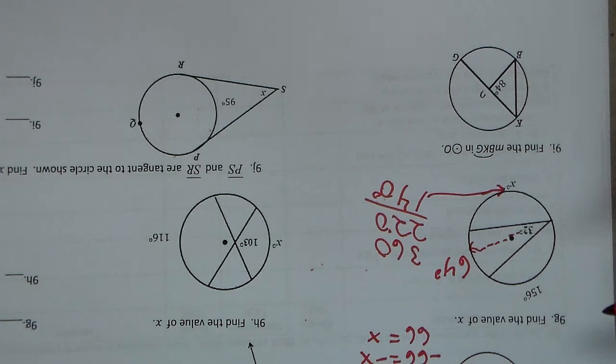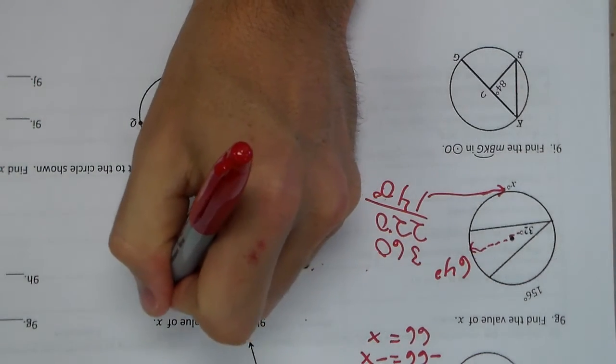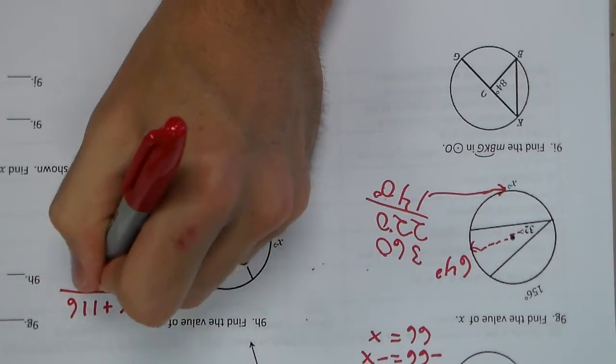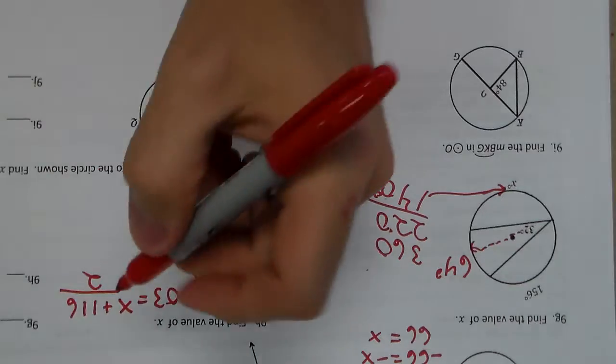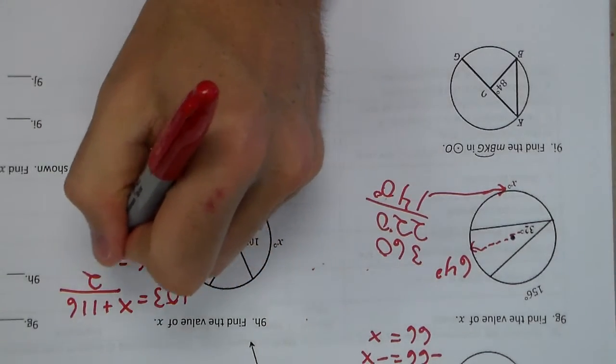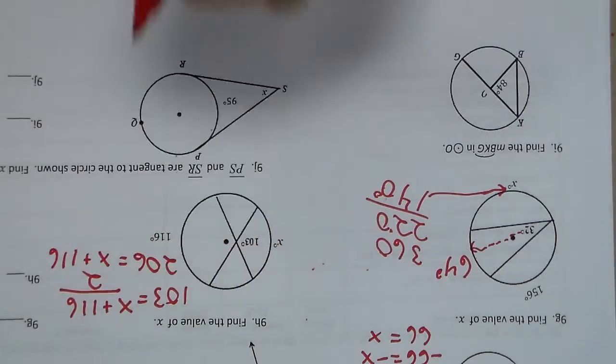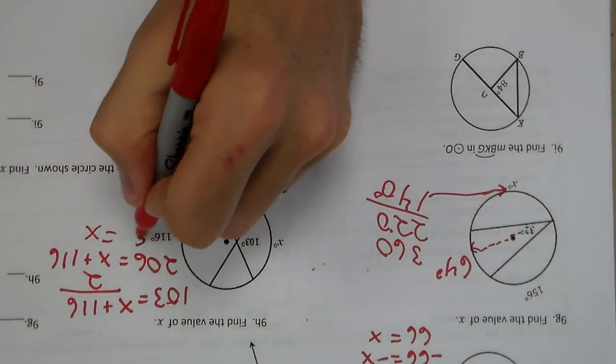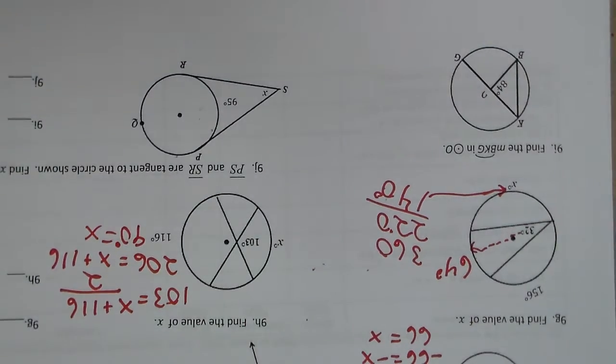9H, we're going to add the two arcs together, divide by 2, and that equals the angle. So my angle is 103, and my two arcs are x plus 116. Got my setup. Multiply the 2 over, I get 206 equals x plus 116. I'm going to subtract, and we get x is 90 degrees.